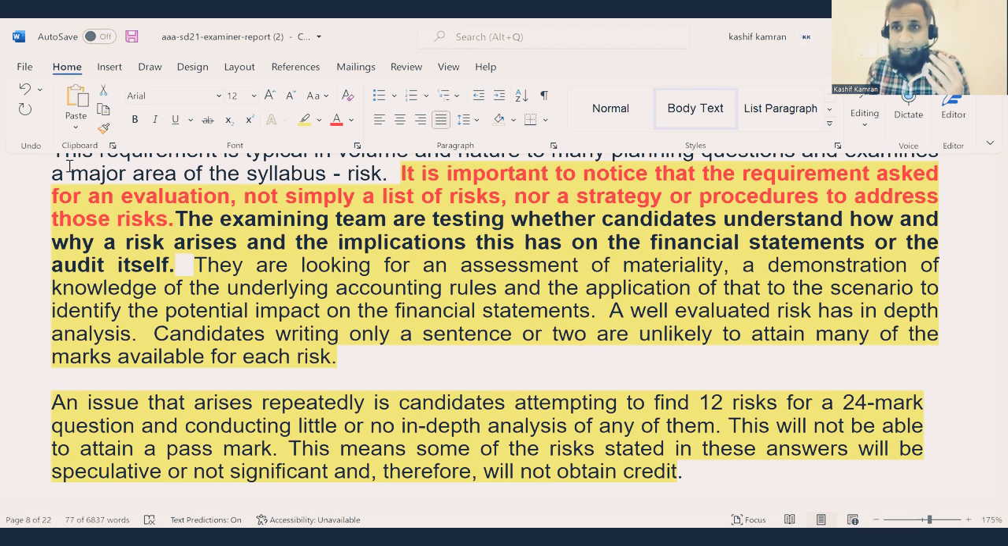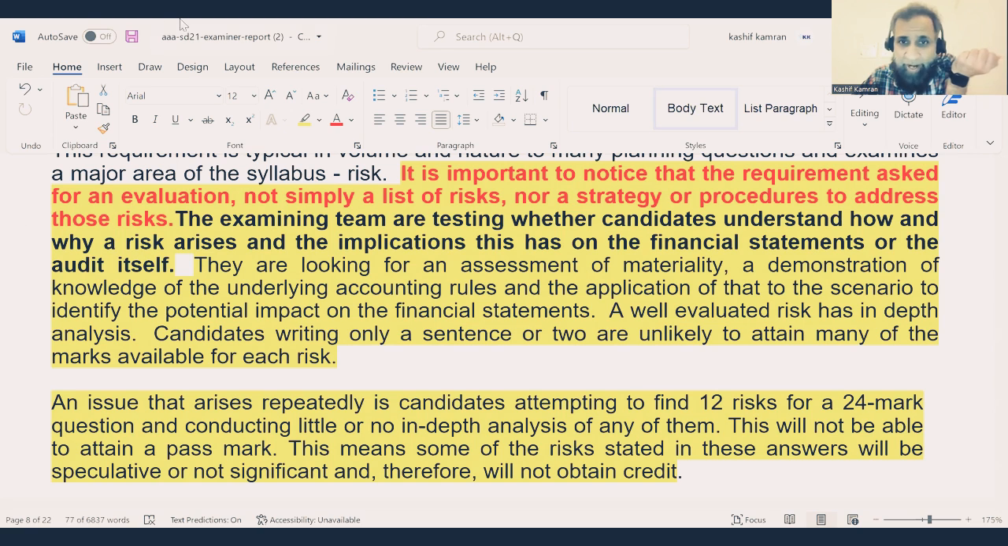If you are writing a mitigation of risk, if you're writing a procedure to mitigate a risk, that is technically wrong. You do that in the AA paper, the F8 paper. In the F8 paper, you write the risk and the response to risk. But in the AAA paper, you're only writing evaluation of risk, full stop.